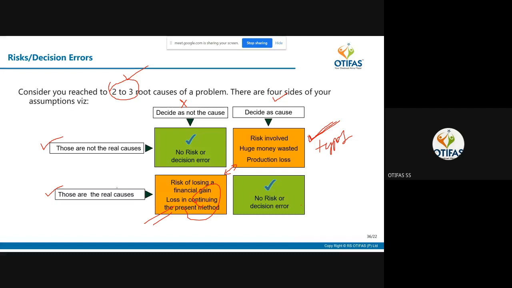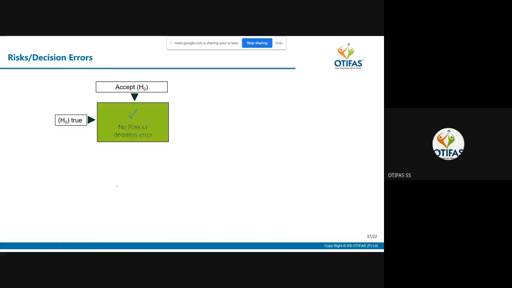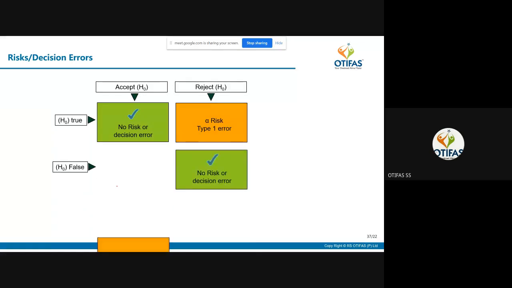So, it is like this. Now, in the hypothesis statement, we say that H1 is true, H0 is true. Null is true, null is false. You accept the null, you reject the null. So it is said that type 1 error is rejecting a null when it is true. Rejecting a null when it is true is type 1 error. And not rejecting a null when it is not true. So very simple.